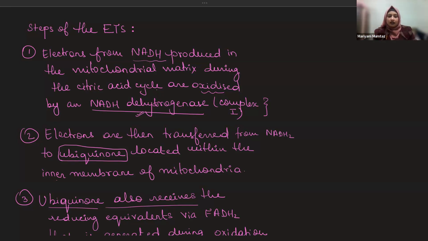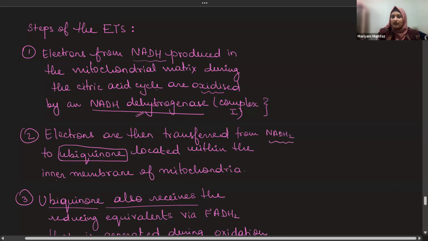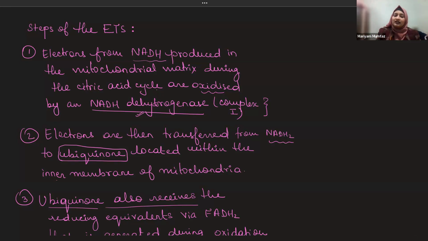Let's see. Okay. So the second step is that electrons from the NADH are then transferred to the ubiquinone. This ubiquinone is located within the inner membrane of the mitochondria. These two points I think I've already told you, right?